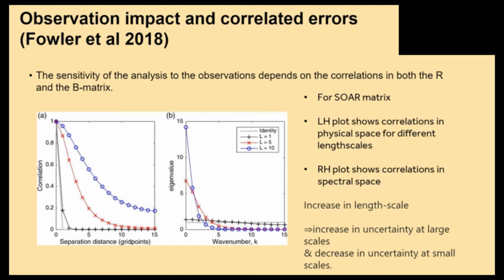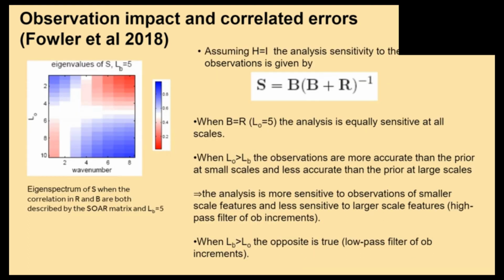On the right-hand side, we've plotted the same functions, but instead of plotting them in physical space, we're plotting them in spectral space by doing an eigenvalue decomposition. The eigenvalues represent the uncertainty at a particular wave number. The wave numbers tell you about the scale. The high wave numbers are for small scales, and the low wave numbers are for your large scales. So as we increase the length scale in the correlation function, we increase the uncertainty at large scales and decrease the uncertainty at small scales. Then when we think about using that information in a measure called the analysis sensitivity to observations, which is this formula S here, it is the background error covariance times the inverse of the background plus observation error covariance.